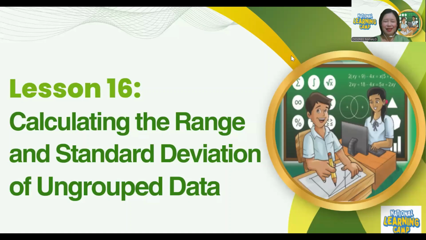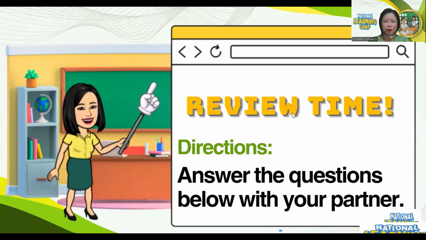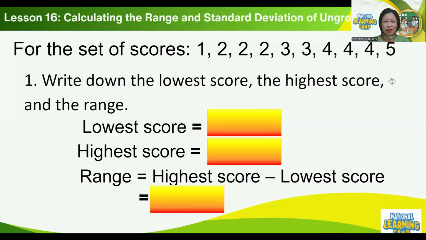Hello students, NLC topic now is lesson 16, calculating the range and standard deviation of ungrouped data. For our review, answer the questions below with your partner. You can pause the video to answer all the questions. For the first question, for the set of scores 1, 2, 2, 2, 3, 3, 4, 4, 4, and 5, write down the lowest score, the highest score, and the range.